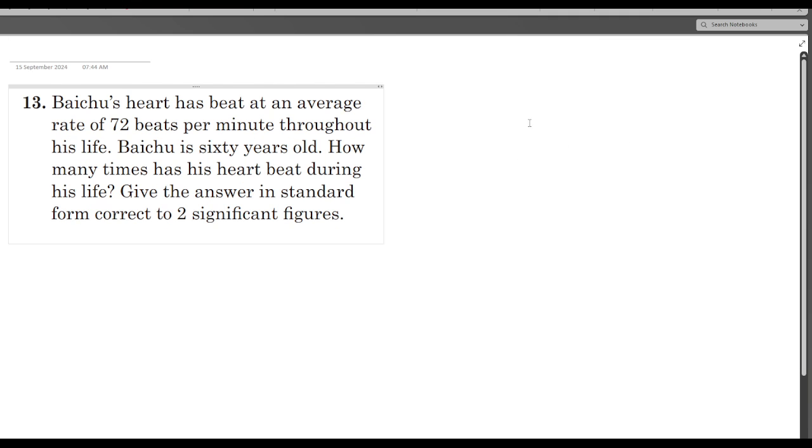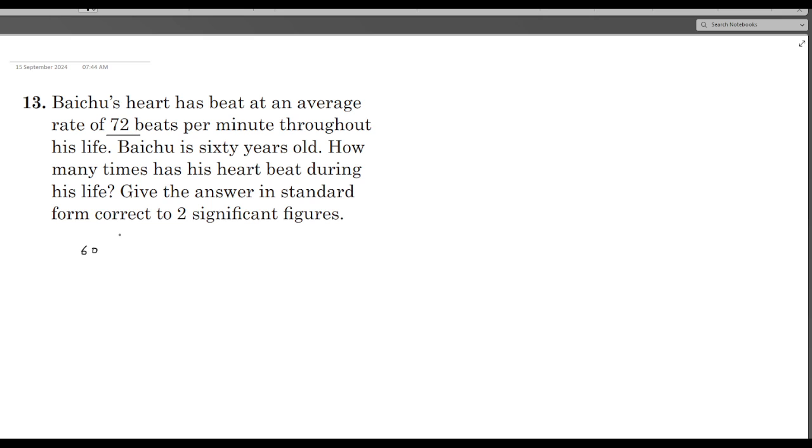Okay. Now question number 13. Baichu's heart has beat at an average rate of 72 beats per minute throughout his life. Baichu is 60 years old. How many times has his heart beat during his life? Give the answer in standard form corrected to significant figures. So Baichu's heart has beat at an average rate of 72 beats per minute throughout his life. So as Baichu is 60 years old, I have to find out how many minutes this 60 years has.